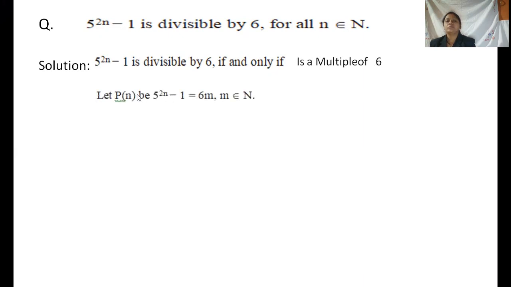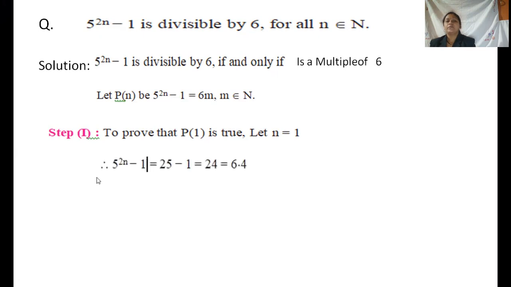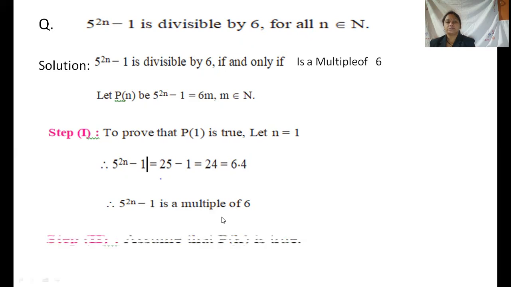So first we have to write: denote Pn be that 5 raised to 2n minus 1 is equal to 6m where m belongs to natural number. Now step number one, to prove that P1 is true for n is equal to 1. Therefore 5 raised to 2n minus 1 is equal to 25 minus 1, which is equal to 24, is equal to 6 into 4, a multiple of 6. Therefore 5 raised to 2n minus 1 is a multiple of 6.